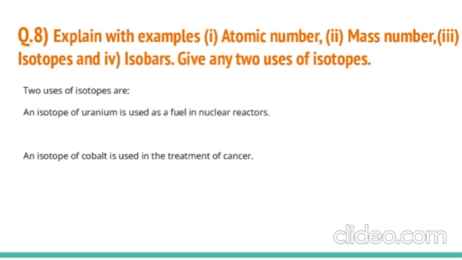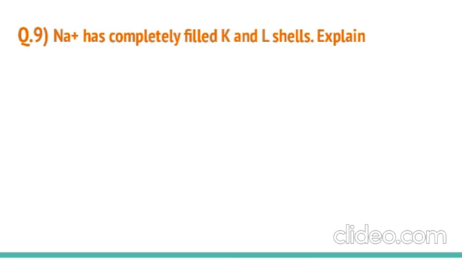And two uses of isotopes are, for example, the isotope of uranium, which is used as fuel in nuclear reactions and reactors. Similarly, for treatment of cancer in hospitals, an isotope of cobalt is used. Alright, so this was this question.